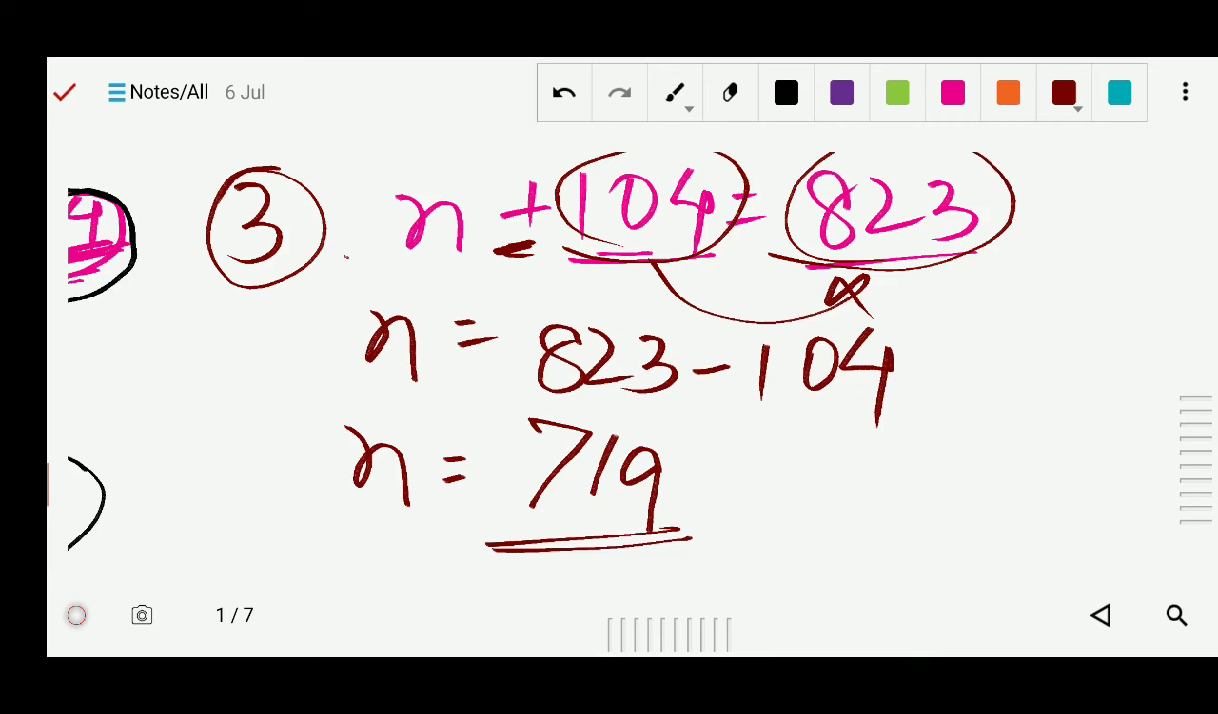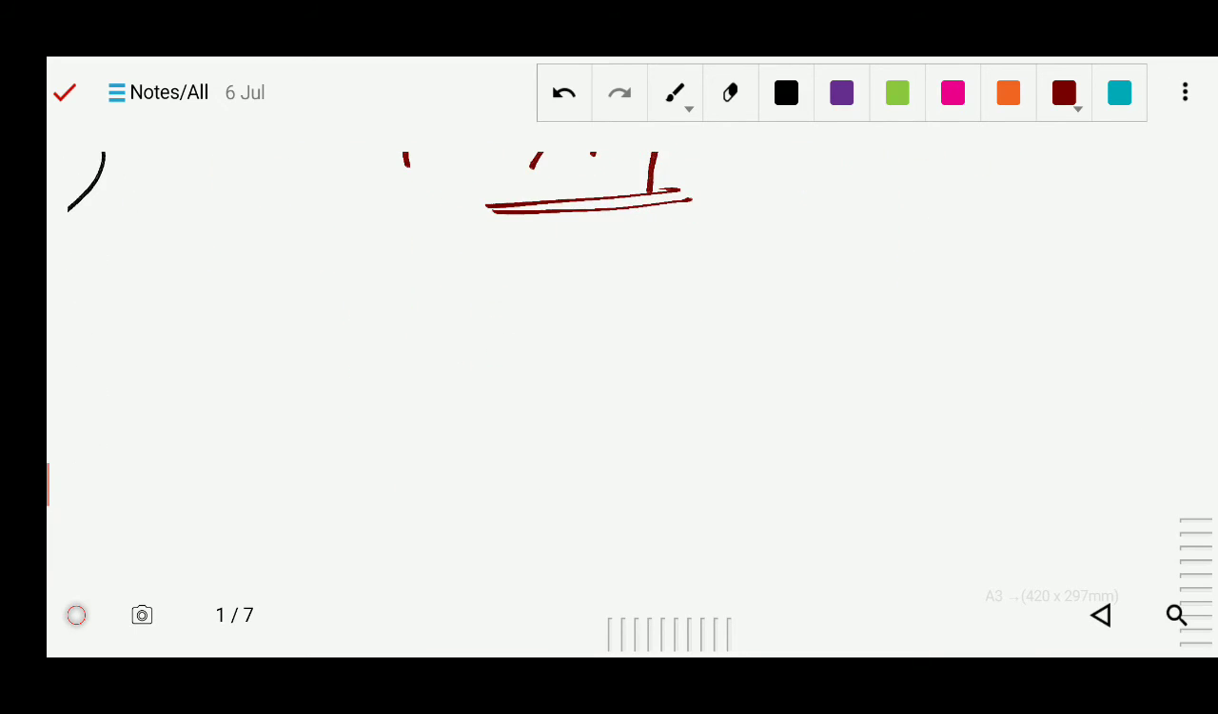Understood? This is only about moving a number from one side to the other. Next, we will solve question number 4.